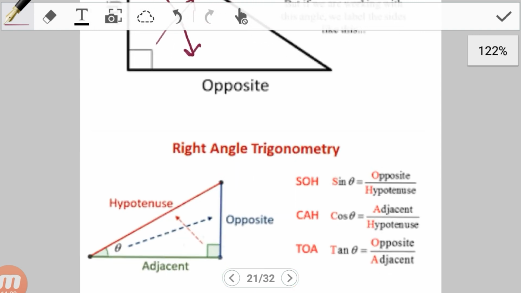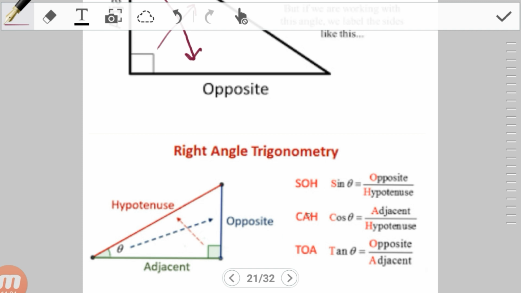Alright, now here are the ratios. The ratios are sine, cosine, and tangent. We abbreviate them as SIN, COS, TAN. And it's always the sine, the cosine, or the tangent of the angle or the reference angle.